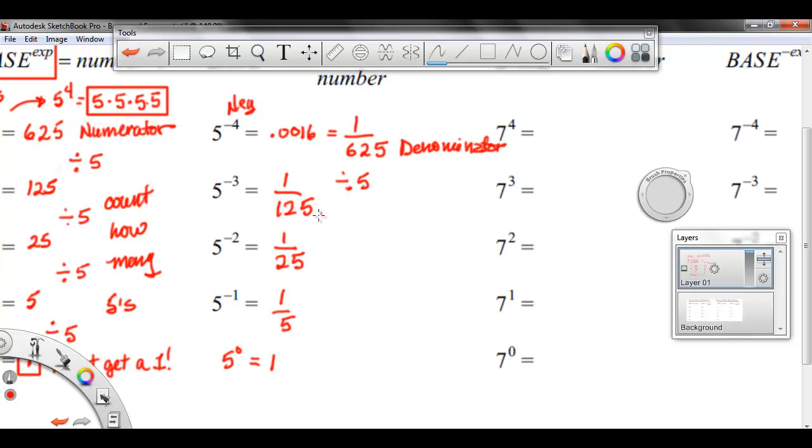Now just like before, we can divide the denominators by 5, and we can count backwards to see how many times we divide by 5 to get back to 1. Now the first case I did the numerator, in the second case I do the denominator. In both cases they were divided 4 times.